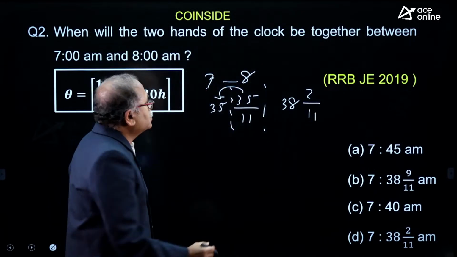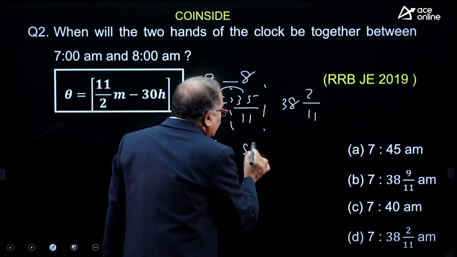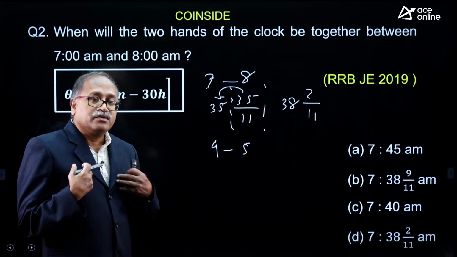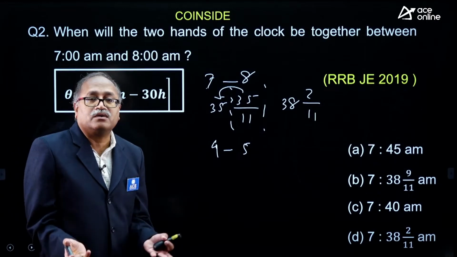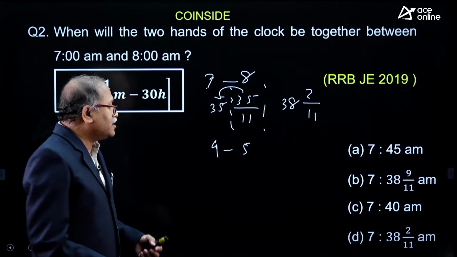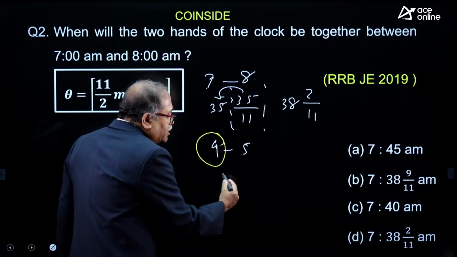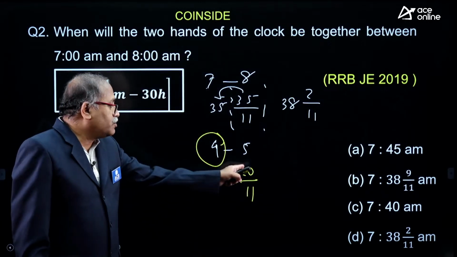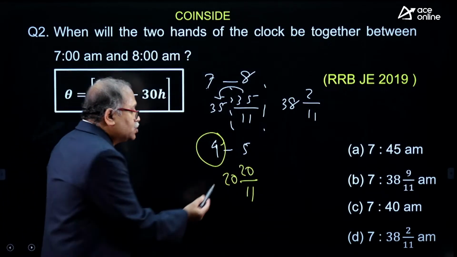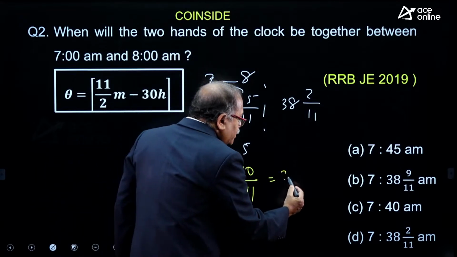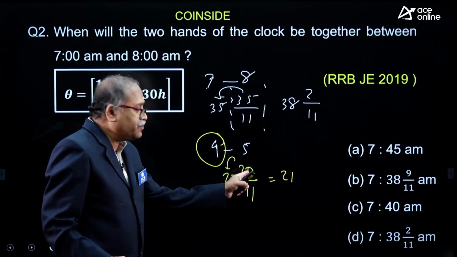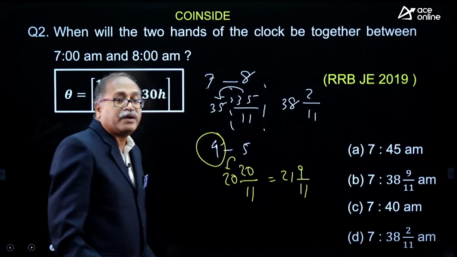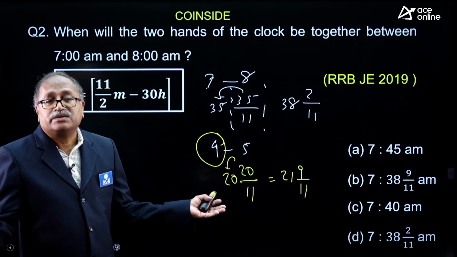If I ask you another question, between 4 to 5, at what time will the hands of the clock coincide, what will you do? If you are smart enough, watching this video, then instantly you will multiply this 4 by 5, that's 20. Your answer is 20 by 11, that's over. In 20, how many 11s are there? 1 11 is there. So you will take that 1 over here, and that comes to 21. If you take out 11 from here, what is the remainder? 9 is the remainder. So 21 9 by 11 minutes past 4 will be the answer.